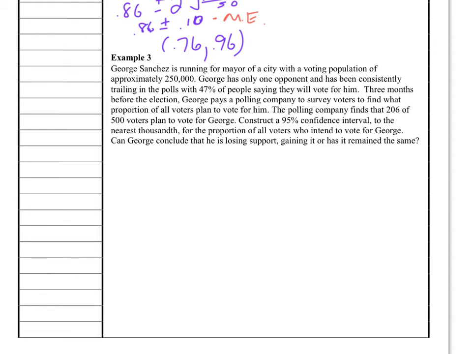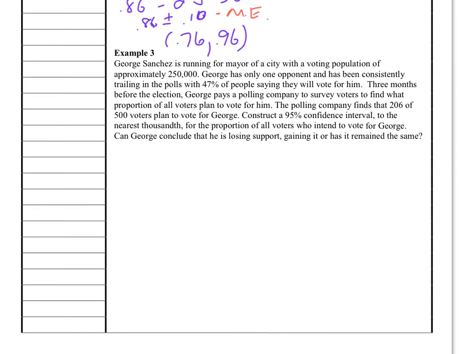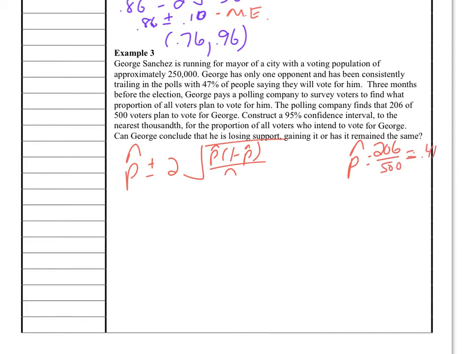All right, so let's do that 95% confidence interval. We have to have our p hat and a pen. So p hat plus or minus 2 times the square root of p hat 1 minus p hat all over n. The p hat for this particular problem is the sample statistic, which we saw that 206 out of 500 people are going to vote for him, so that is 0.412, 41.2%. So we're going to plug in 0.412 plus or minus 2 times.